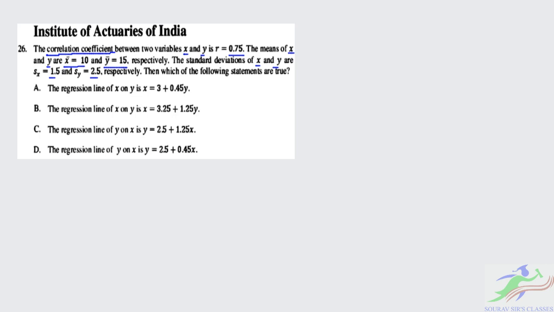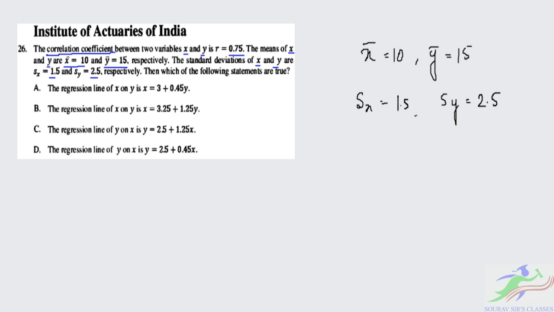So what are the conditions given? That is, x average, that is the mean, is 10 and y bar is 15, right? And s of x is given as 1.5 and s of y is given as 2.5.